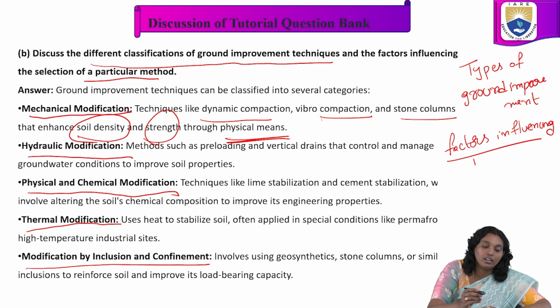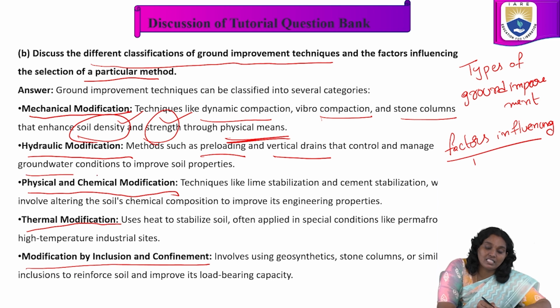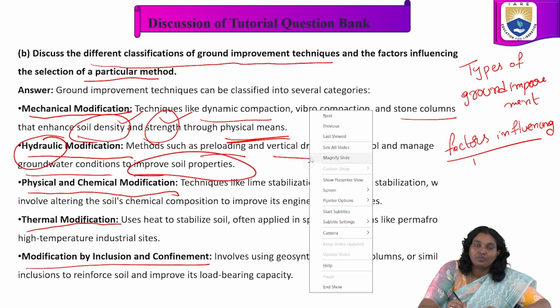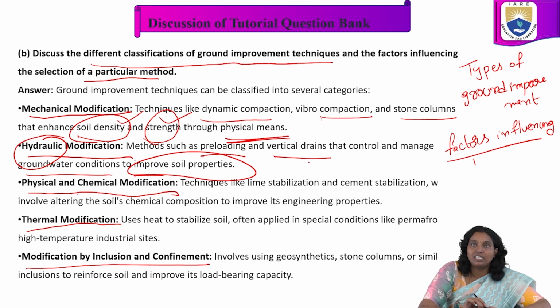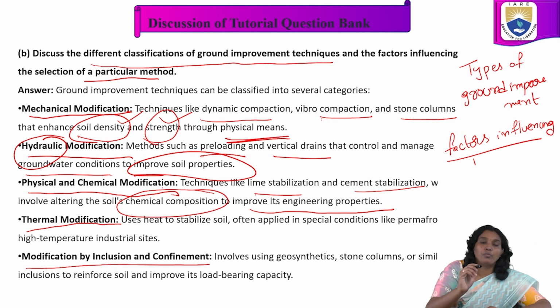Here those properties are soil density and strength. Move on to the hydraulic modification methods, such as preloading and vertical drains, that control and manage groundwater conditions to improve the soil properties. Here the name itself tells which category it belongs to. And also physical and chemical modification techniques, like lime stabilization and cement stabilization, which alter the soil chemical composition to improve the engineering properties.